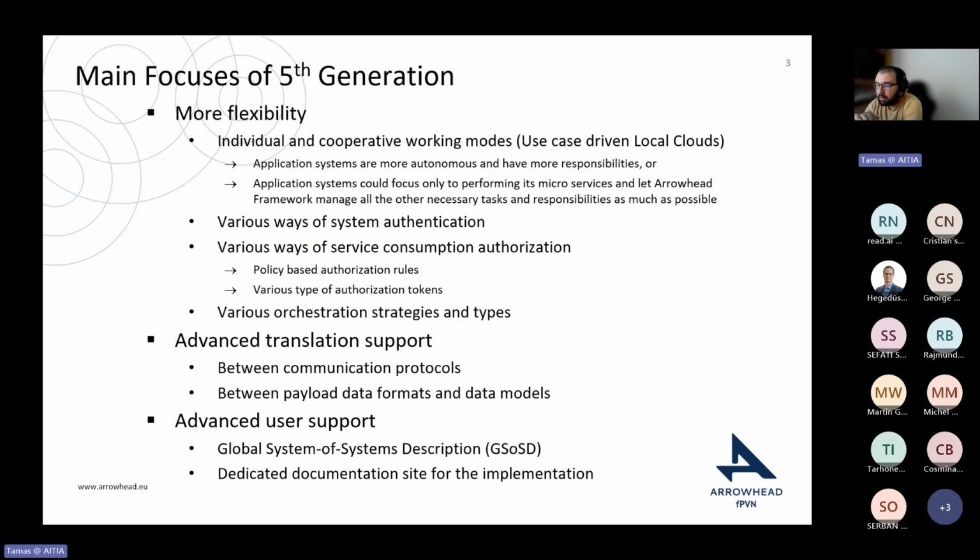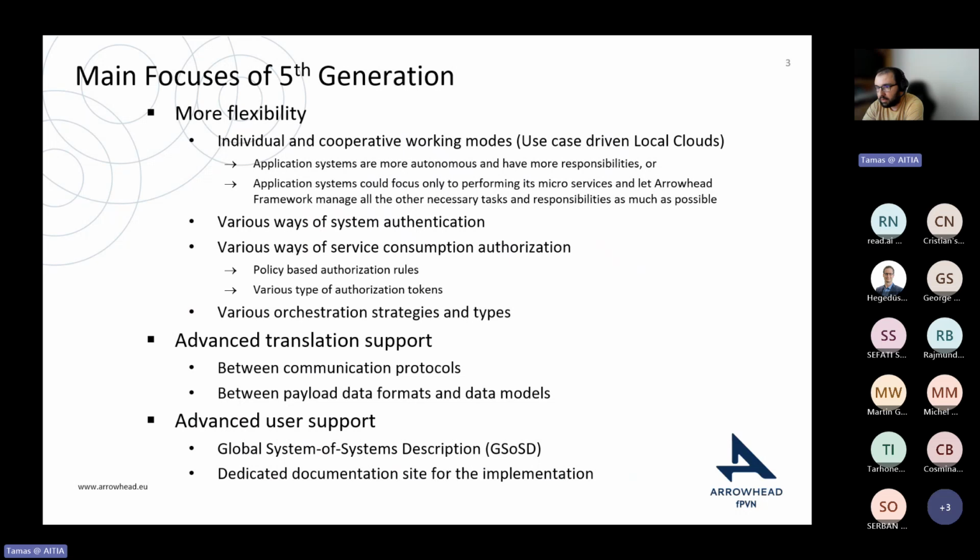Version 5 will offer you various ways of system authentication. In version 5 you will have more ways of system authentication, because in version 4 we had only one possibility, which was based on the X509 certificates, but now we extended the possibilities in the coming version.